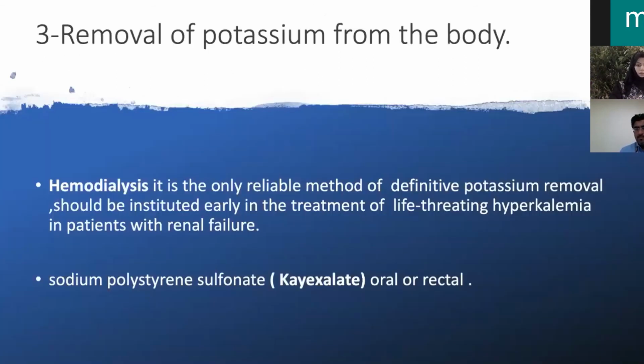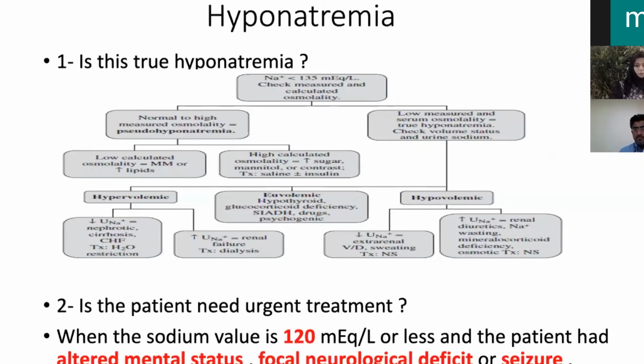So finally, this was my talk about hyponatremia and hyperkalemia briefly. This is a rapid review of what I talked about. If I have a patient with hyponatremia, again, the two questions are: is this a true hyponatremia, by looking at this algorithm? Then the second is, does this patient need urgent treatment, which will be if my sodium level is less than 120 with one of those indications. So the treatment will be hypertonic saline.